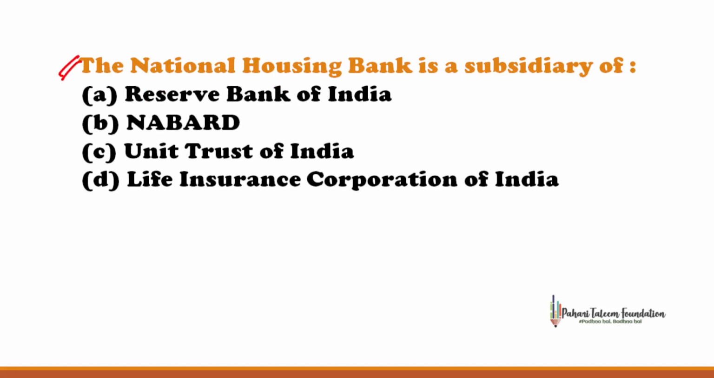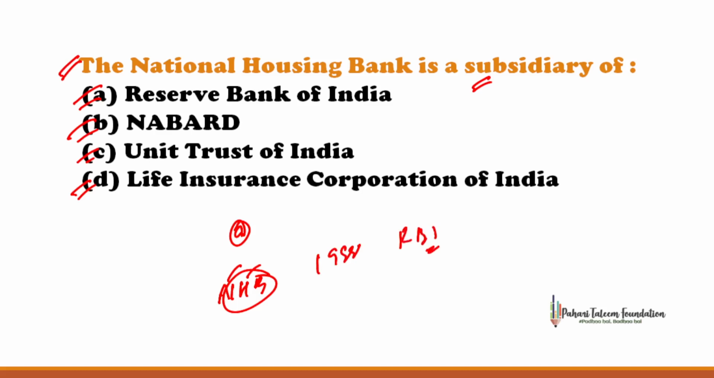The next question on your screen is, the National Housing Bank is a subsidiary of. The options are option A, Reserve Bank of India, option B, NABARD, option C, Unit Trust of India, and option D, Life Insurance Corporation of India. The right answer for this question is option A. The National Housing Bank, NHB, was established in 1988 and it acts as a subsidiary of the RBI. It is the apex institution for housing finance.